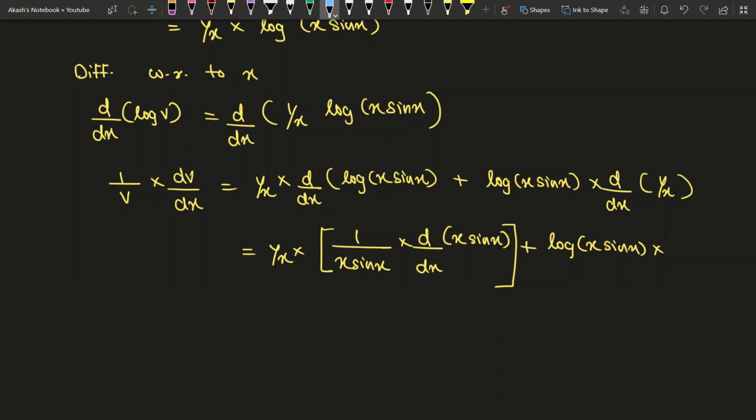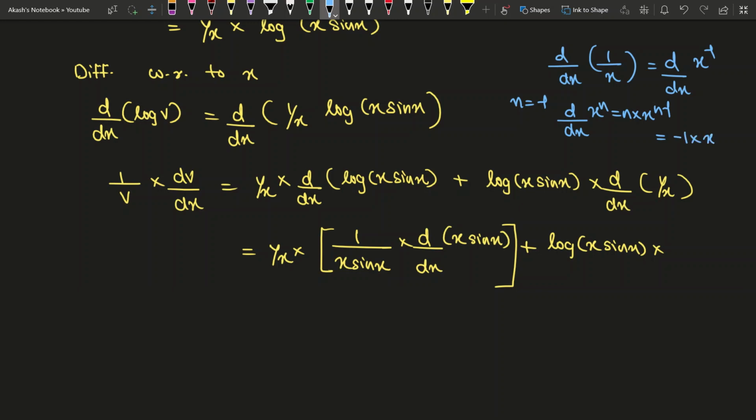See, when you want to find the derivative of 1 by x, d by dx of 1 by x is nothing but d by dx of x raised to minus 1. That means in place of n, we have minus 1. So d by dx of x raised to n is n into x raised to n minus 1. So d by dx of x raised to minus 1 will become minus 1 into x raised to minus 1 minus 1, that is equal to minus 1 into x raised to minus 2. So x raised to minus 2 going down will become minus 1 by x square. Hope it's clear.